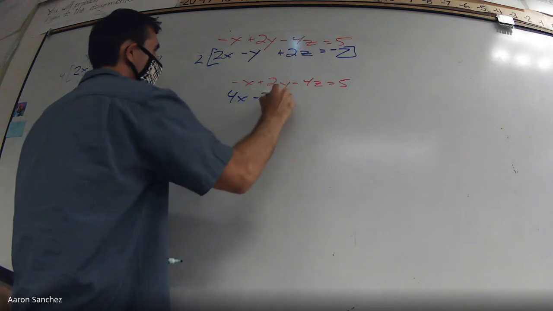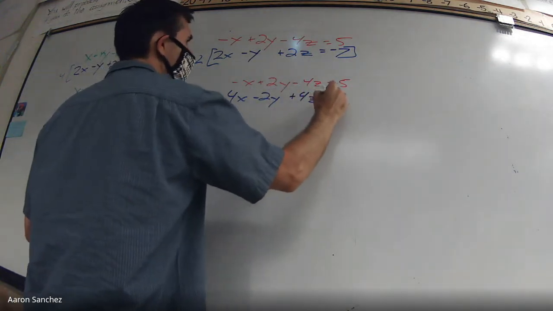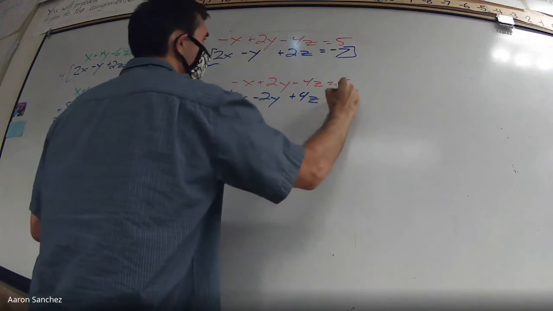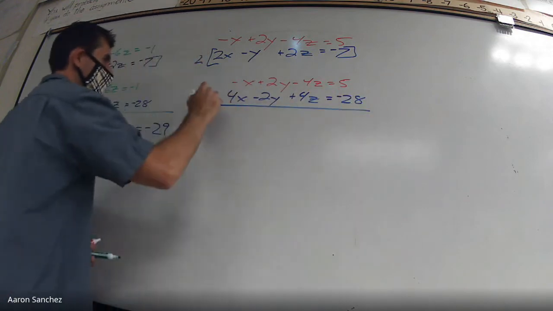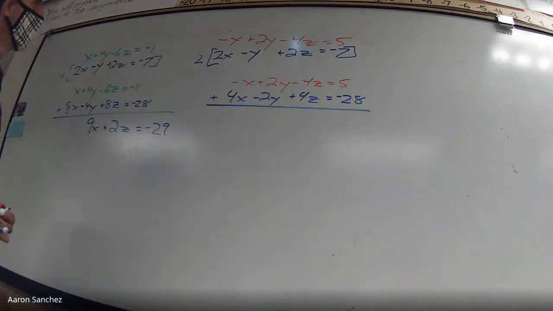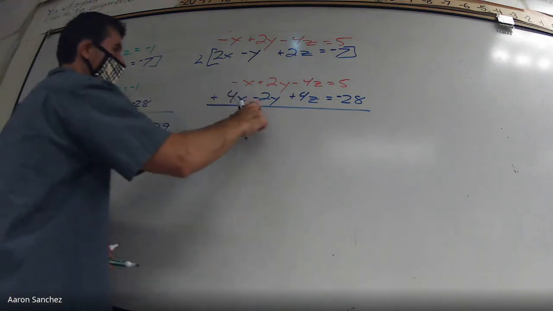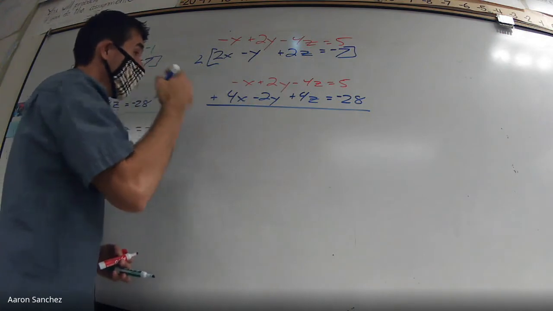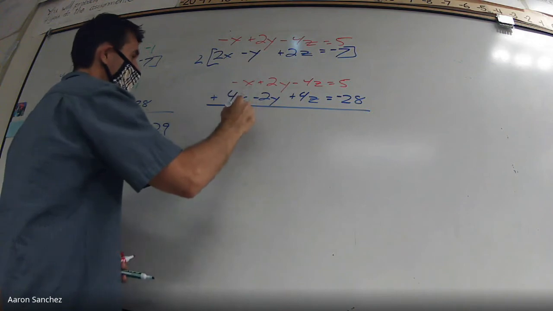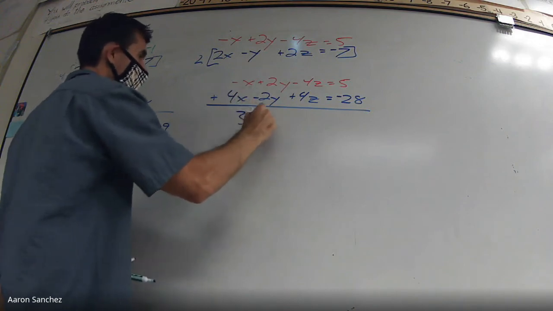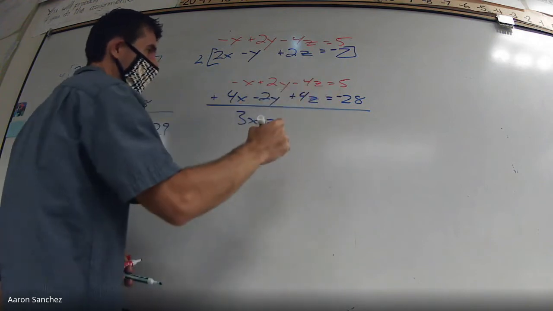4x minus 2y plus 4z equals negative 28. Oh, look at that. Ooh, interesting. Well, this actually makes it easier. Look what just happened there. You guys see what just happened? Look at my y and my z is going to be eliminated. So what's really going to happen is 4x minus x will be 3x equals negative 28 plus 5.